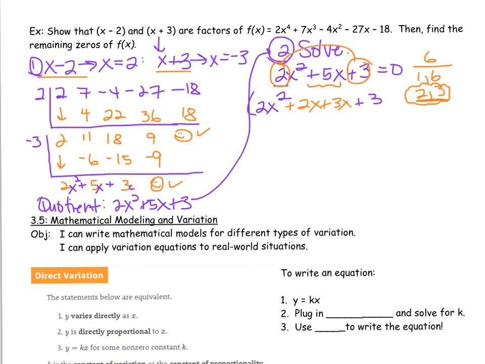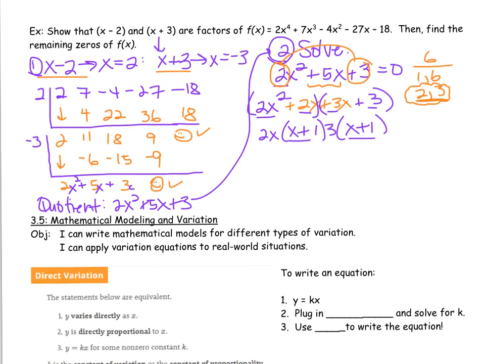Now group the first two terms and the last two terms. Our goal is to find a common factor. In the first parenthesis, 2x squared plus 2x, we could take a 2x out of both terms. And that would give us an x plus 1 as a placeholder left over. If we do that again with the next parenthesis, 3x plus 3, we could factor the 3 out of both of those. And once again, we'll have x plus 1 left over.